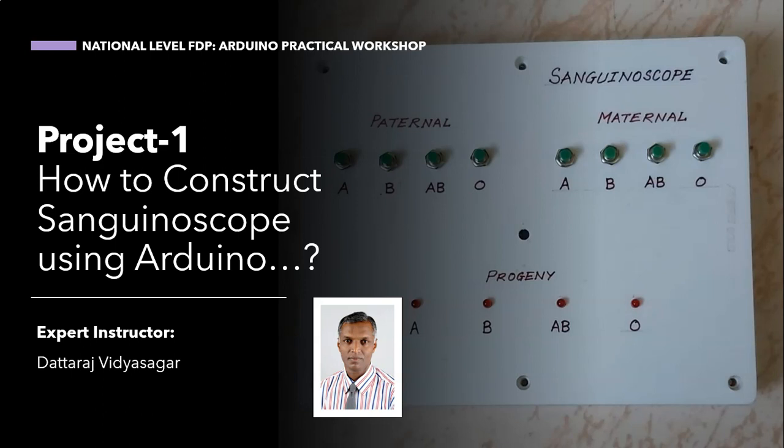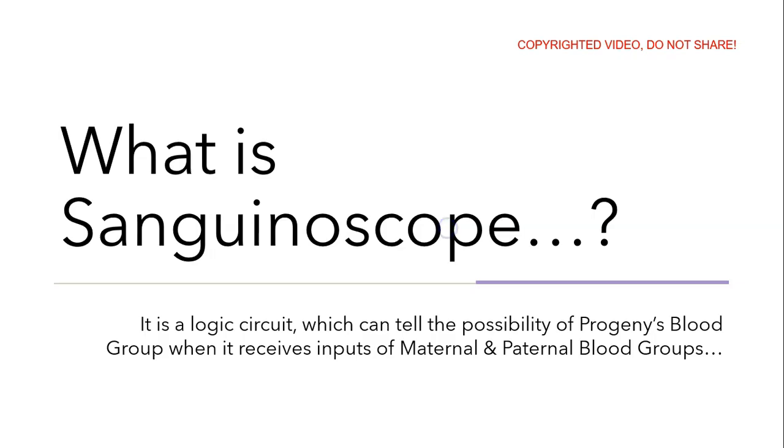It is categorized under the National Level Faculty Development Program, Arduino Practical Workshop. What is a sanguinoscope? That we have to see first. It is a logic circuit which can tell the possibility of progeny blood group. Progeny means children's blood group.